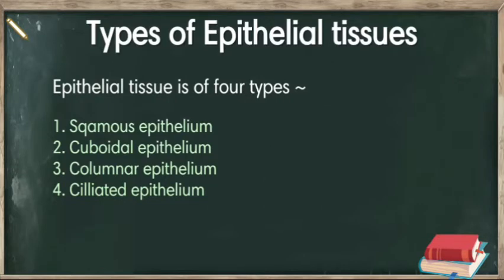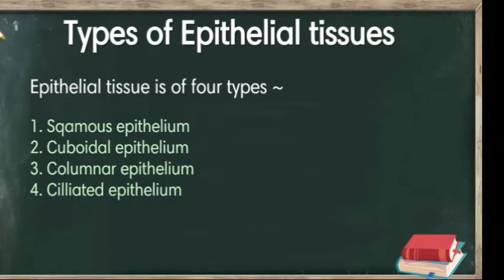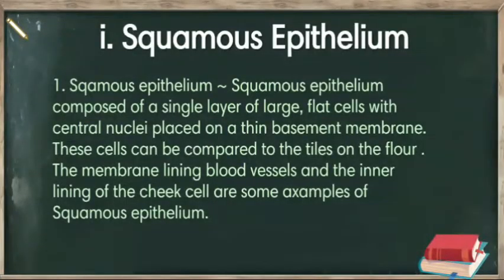Talking about types of epithelial tissue, there are 4 types. First, squamous epithelium. Second, cuboidal epithelium. Third, columnar epithelium. Fourth, ciliated epithelium. Talking about squamous epithelium, it is composed of a single layer of large flat cells with central nuclei placed on a thin basement membrane. These cells can be compared to the tiles on the floor. The membrane lining blood vessels and the inner lining of cheek cells are some examples of squamous epithelium.